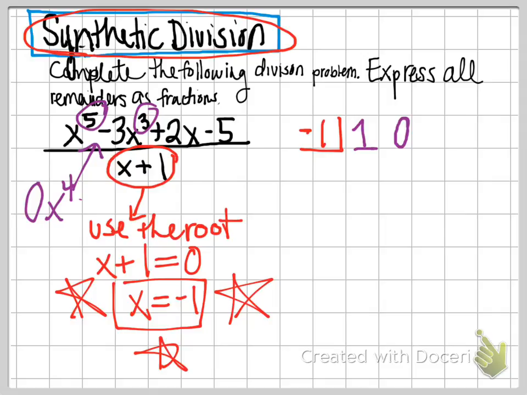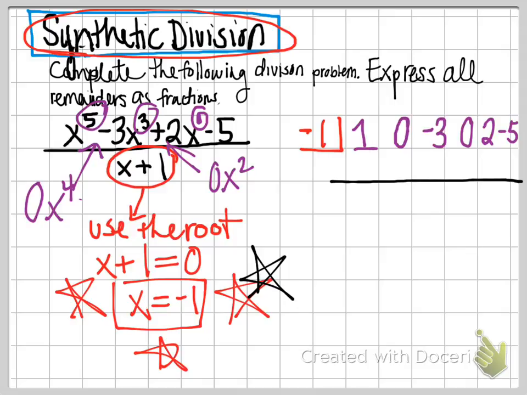All right, and then I have a negative 3x to the 3rd. Then do you guys notice you're missing, this is a 1, right? So you're missing the squared term. So we're going to have a 0x squared. So I want to put another 0, and then my 2, and then my negative 5. Okay, so from here, I draw a line right under. So step 1 was getting the root right here. Step 2 was just grabbing those coefficients and not forgetting to put in zeros as you're missing descending powers of the exponent. Okay, now to start, I want to bring this 1 straight down.